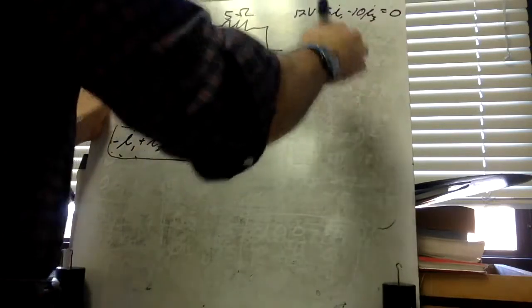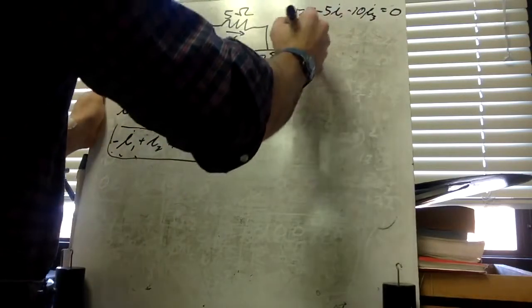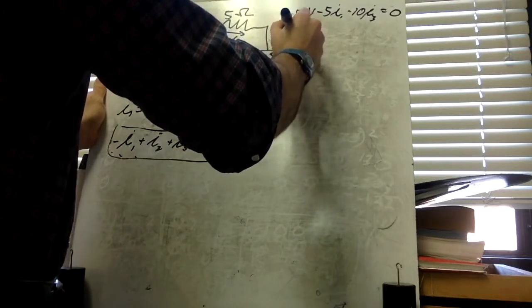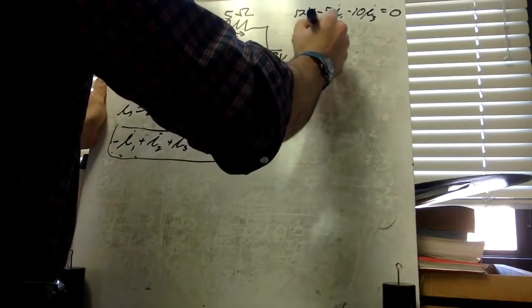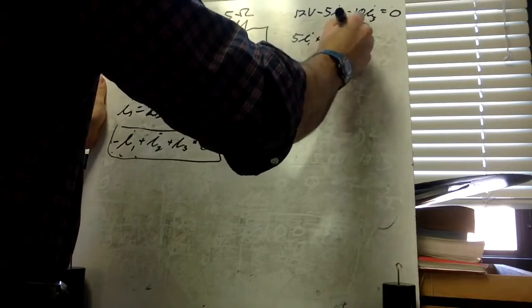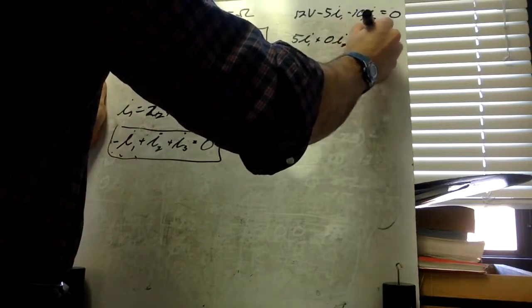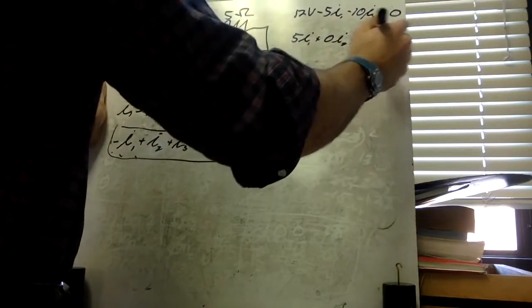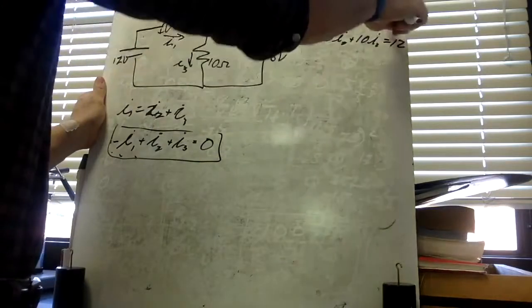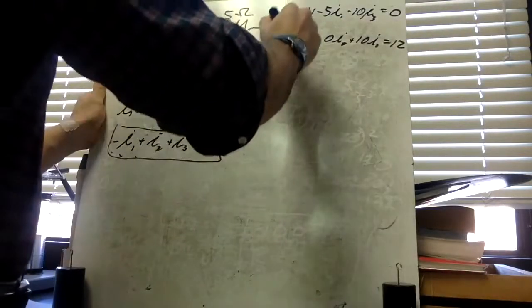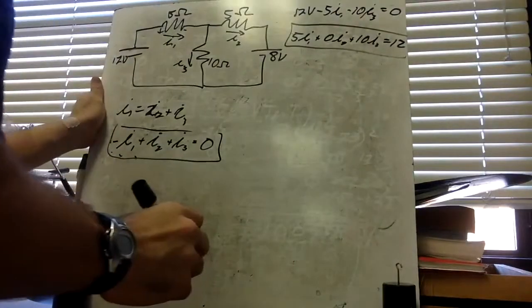Now again, I'm going to rewrite this with coefficients of the I's. This will be 5I1 plus 0I2 plus 10I3 equals 12. And I can make it all positive because this comes over here and is negative, so I make the whole thing positive. That's my next equation.